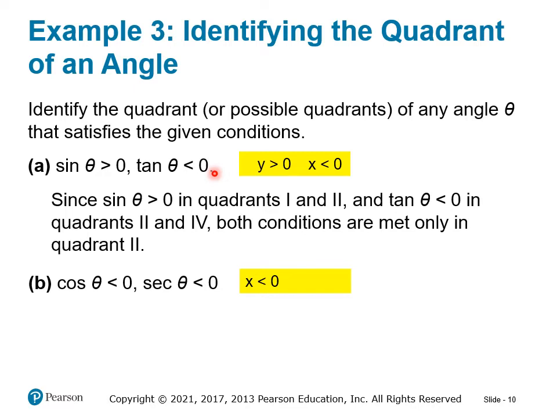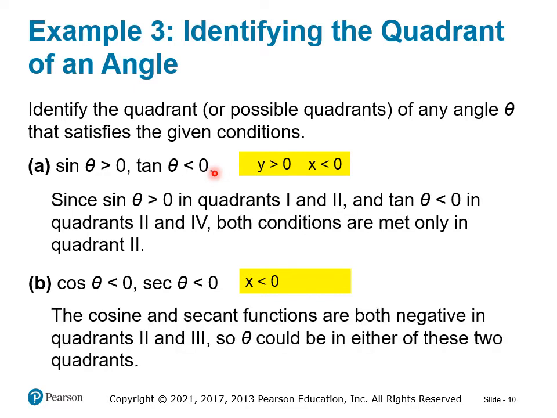So x is negative on the left side of the graph, both in quadrants 2 and 3. And since this is the only requirement, this could be in either quadrant 2 or quadrant 3. Again, what we did here was look at x, cosine. X has to be negative. And secant, since it's the reciprocal, it's really the same. So the only requirement is that x is negative.